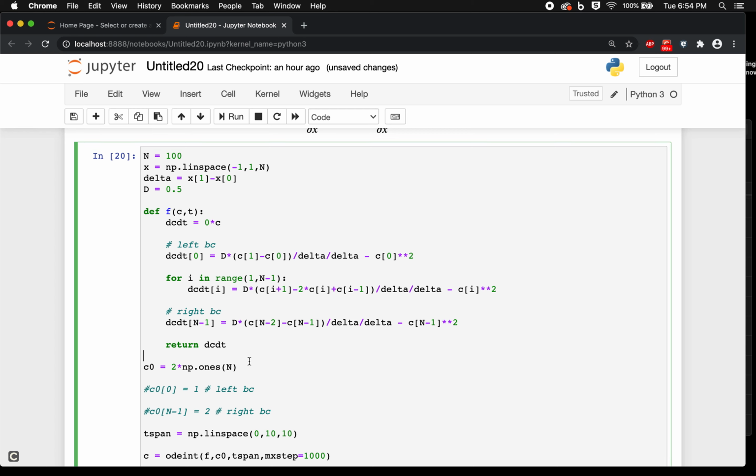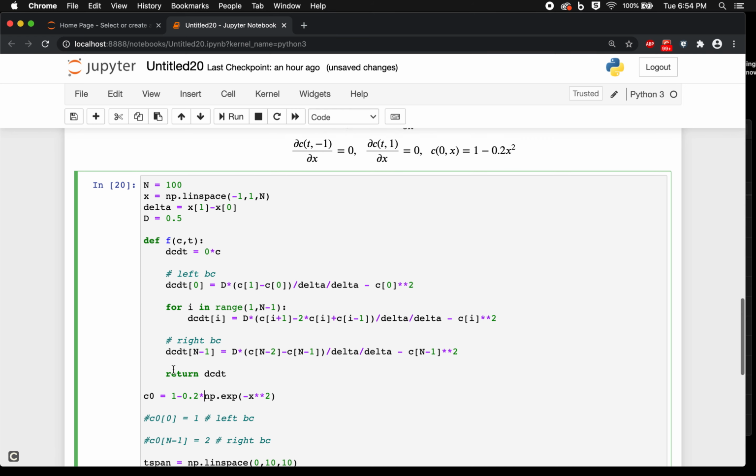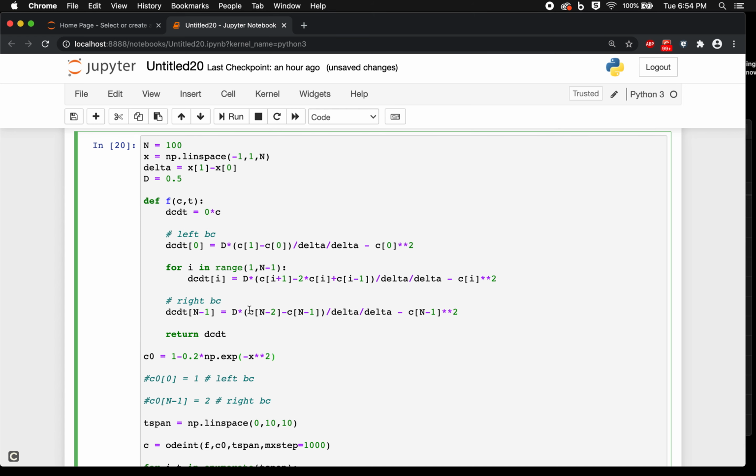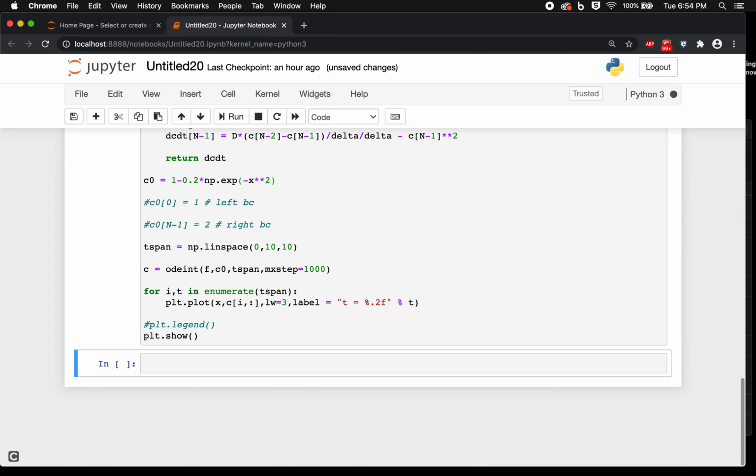If I want to write this, all I'm going to do is just type c of naught is 1 minus np exponential of minus x squared. And then I'm going to put the 0.2 here. And because the x is already defined as my node points, I'm just going to put this equation here. I'm basically just typing in this equation for the initial condition. I have no flux on both the left and right, so I don't have to adjust the endpoints. And now I run it.